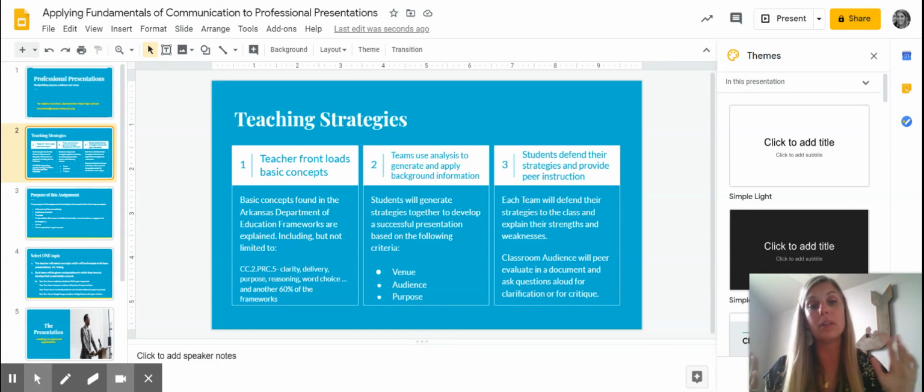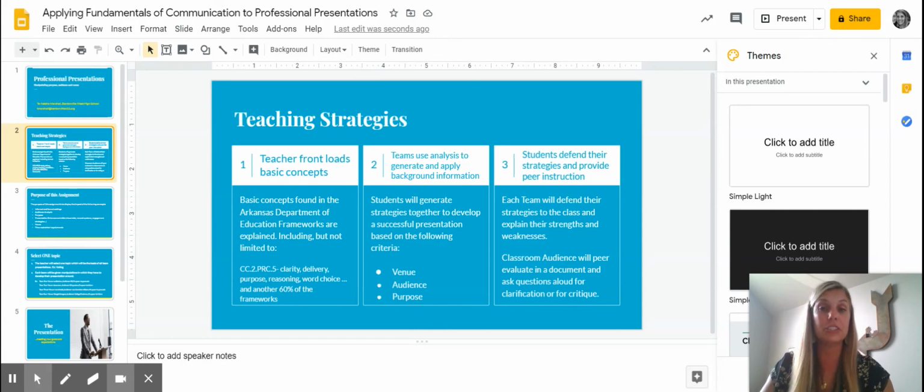I hope that I will have covered some performance criteria or curriculum prior to this assignment, but I can always go ahead and front load that where the teacher front loads basic concepts. So before you even give the assignment, make sure your students understand some of the concepts that you want to look for or you'll be discussing.